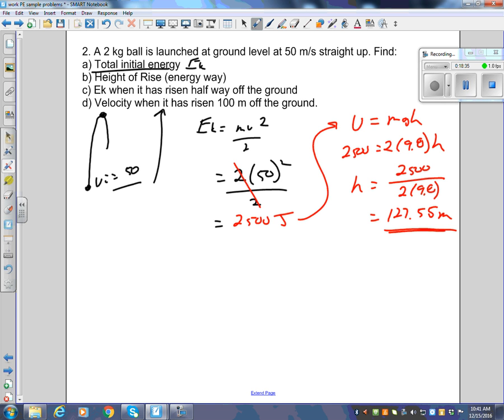Okay, well, let's ramp up the challenge level a little bit. What is the kinetic energy when it's risen halfway off the ground? Right there, halfway. Would it be half of 2,500? No. Would it be 1,250? No? How come? You just got a gut feeling? But is it going to be 1,250?